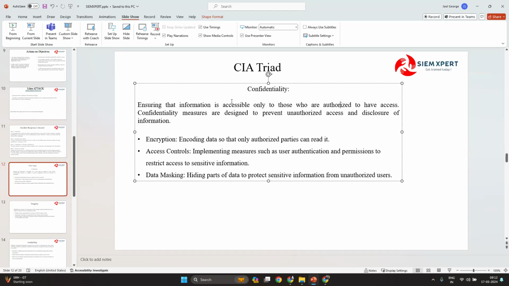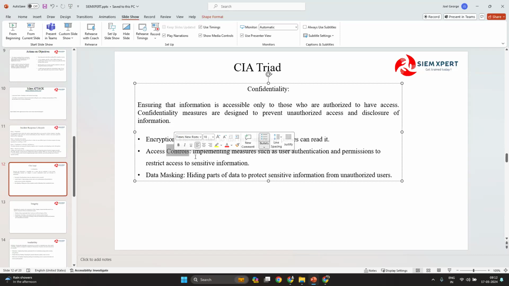This metric is designed to prevent unauthorized disclosure of information. And how would you ensure confidentiality? That would be through encryption. I'll come to encryption later, there are types of encryption. When you encrypt data, and only a specific set of people know how to decrypt it to read it, this ensures confidentiality.